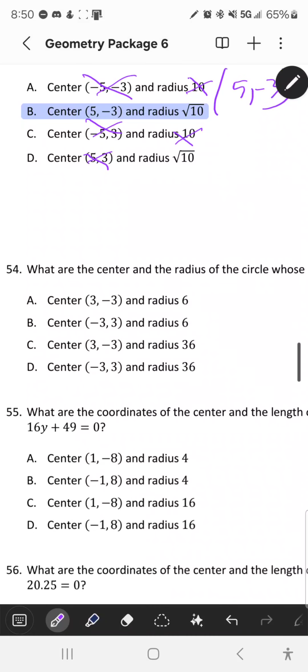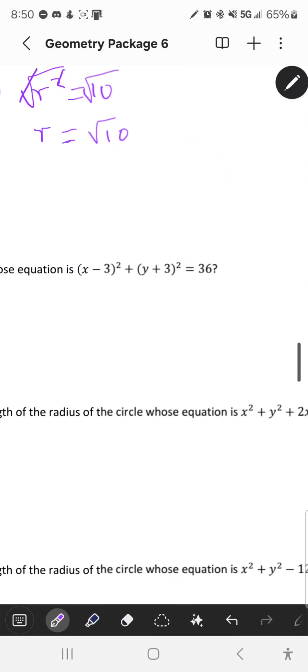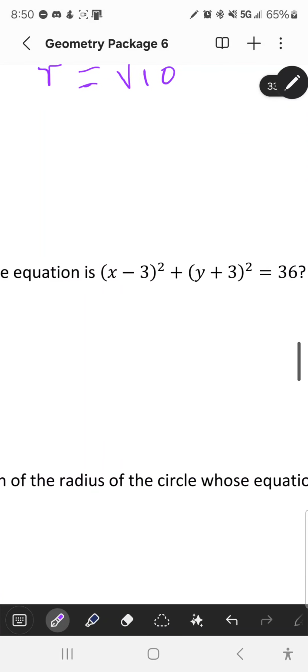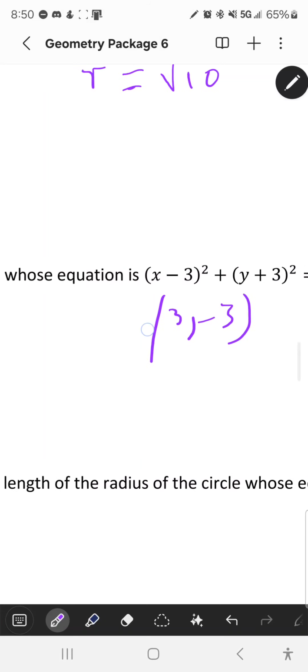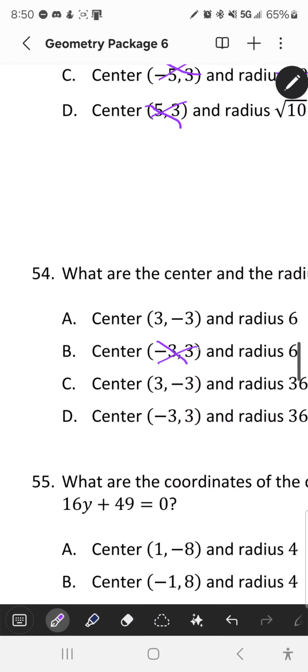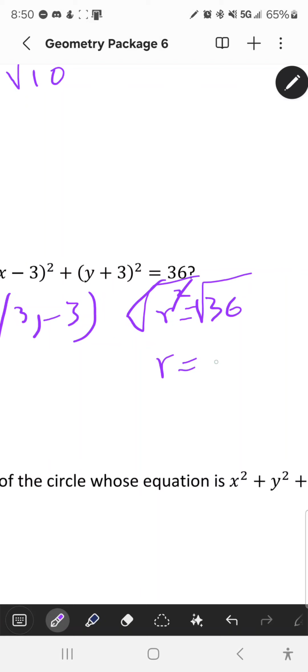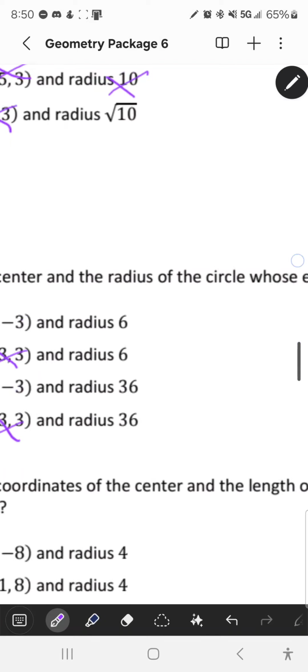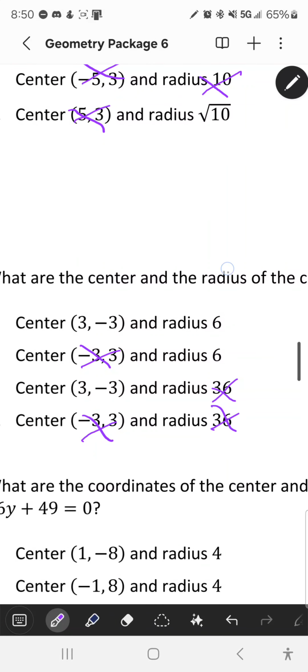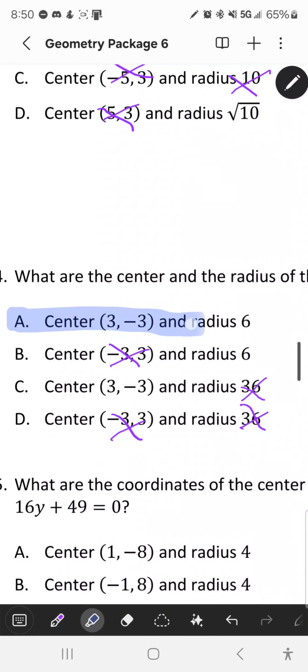Now in this case, 54, the last one, center and radius. So first the center, the opposite, so (3, negative 3). So let's look at this, (3, negative 3), either A or C. Now let's look at the radius. r squared is going to be equal to 36. So we do the square root of both sides, this cancels out. You have r equals the square root of 36, which is 6. So we take out this and our answer is A.